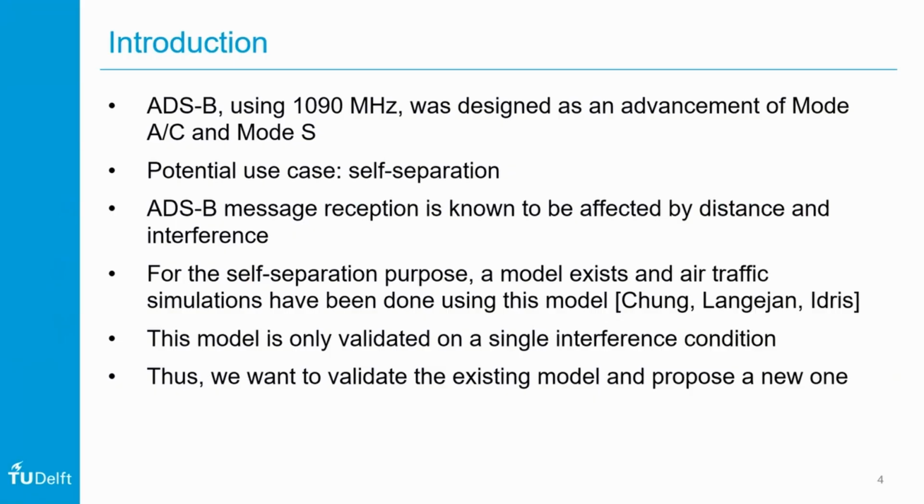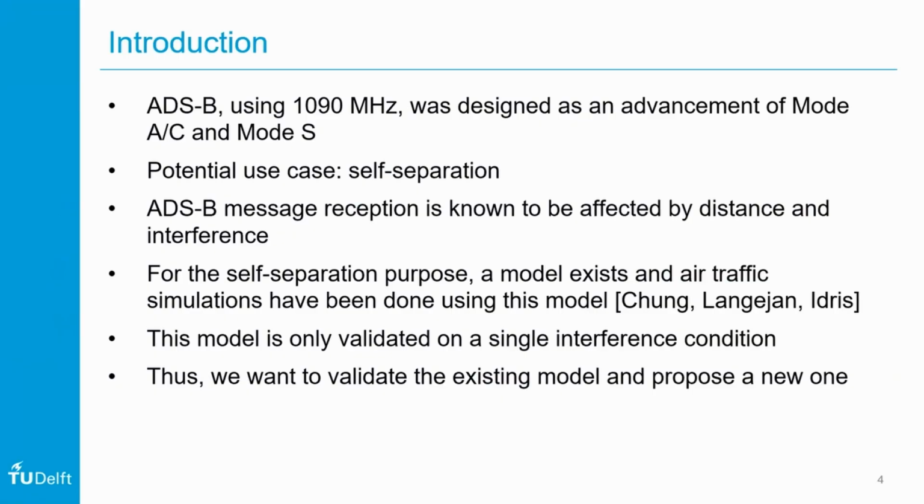So for the introduction, as we all know here, ADSB was designed as an advancement of Mod AC and Mod S, and all of them use the 1090 megahertz frequency. And some paper discuss the potential use case of ADSB for self-separation purpose. So the idea was to move the separation management from the air traffic controller to the cockpit. But of course, we need a deeper understanding of ADSB before implementing this. And so far, we know that ADSB message reception is affected by distance and interference. Some paper already discussed this.